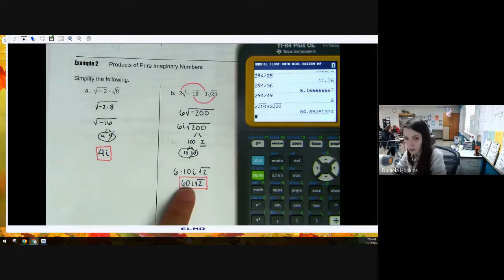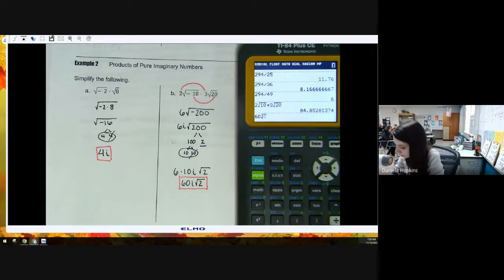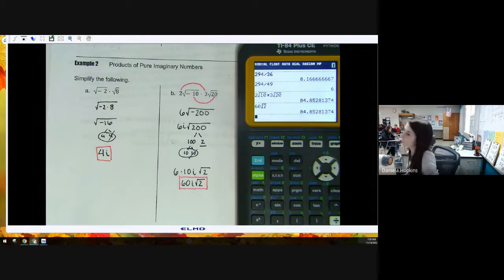And then just take this number and, minus the i, do 60 times the square root of 2. If you have the correct answer, it should be the same matching ugly decimal. So if you have time and you want to check your answers, that's how you can do it. Just disregard the negative and the i part because your calculator does not know what to do with that.